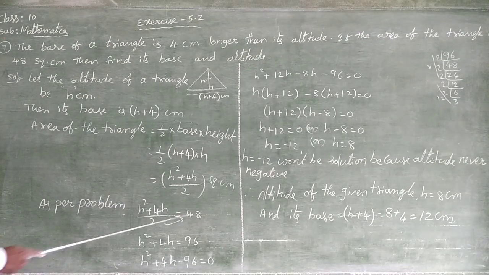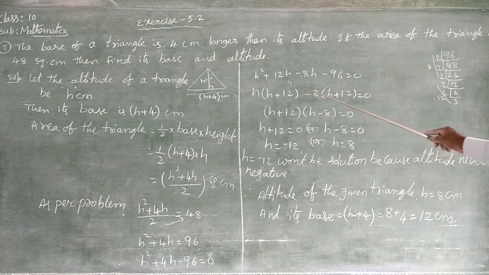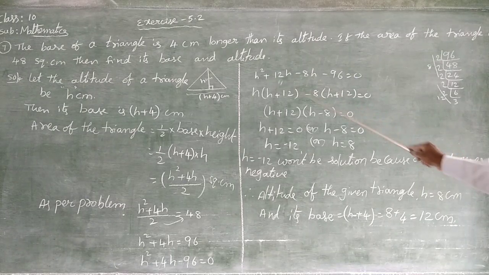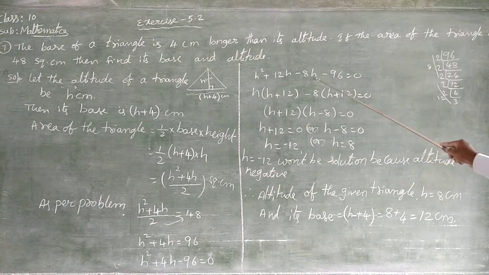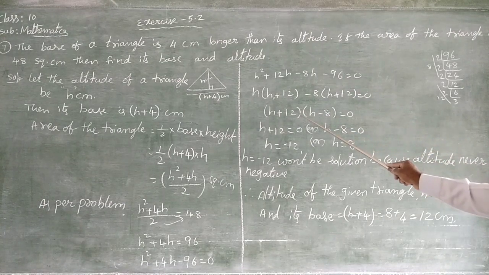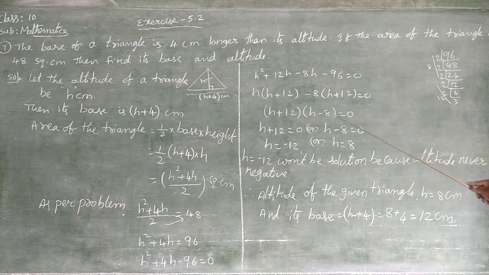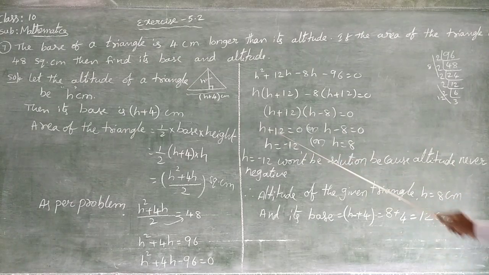Do the cross multiplication. 48 twos are 96, so 96 comes this side: h square plus 4h minus 96 is equal to 0. Split the middle term by factorization. You are writing 4h as 12h minus 8h. In these two terms, take h as common, h plus 12. In these two, you can take minus 8 as common, then h plus 12. Here h plus 12 is common, take it as common, then h minus 8 equal to 0. That means h plus 12 equal to 0 or h minus 8 equal to 0. H plus 12 equal to 0 means h is equal to minus 12. H minus 8 equal to 0 means h is equal to 8.